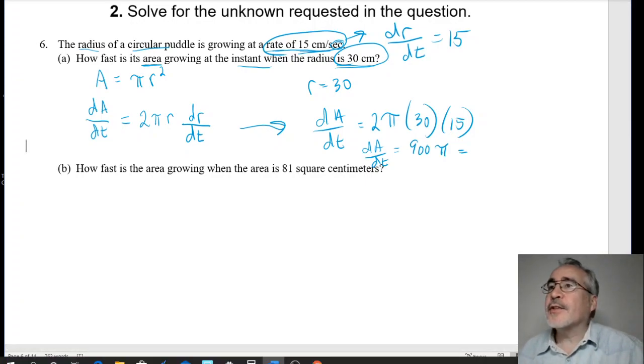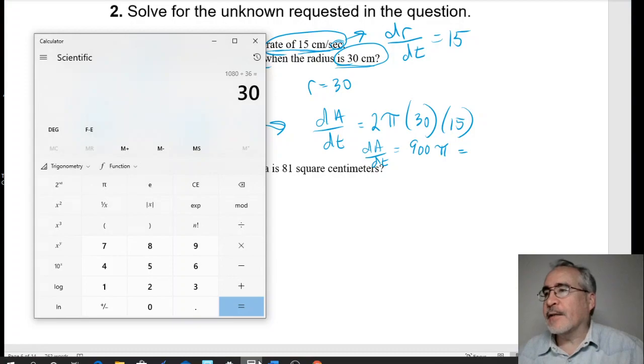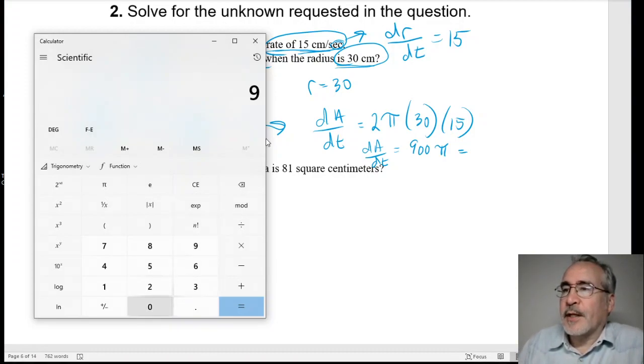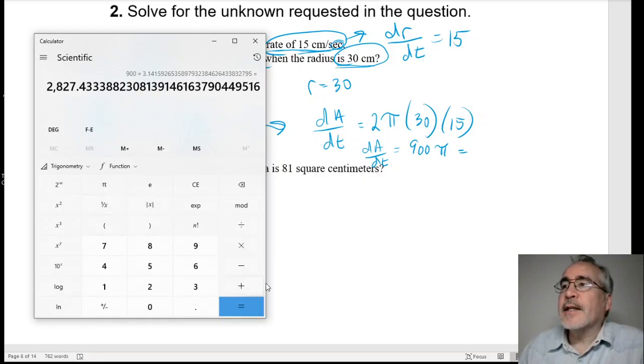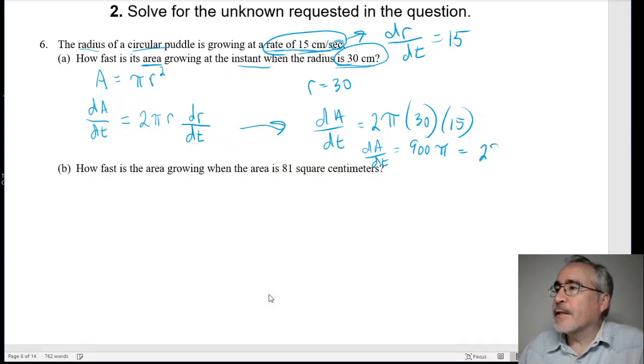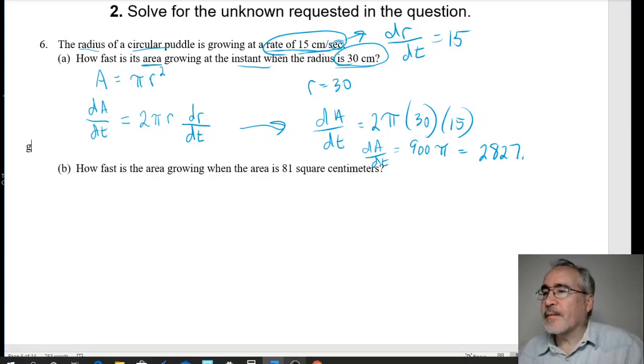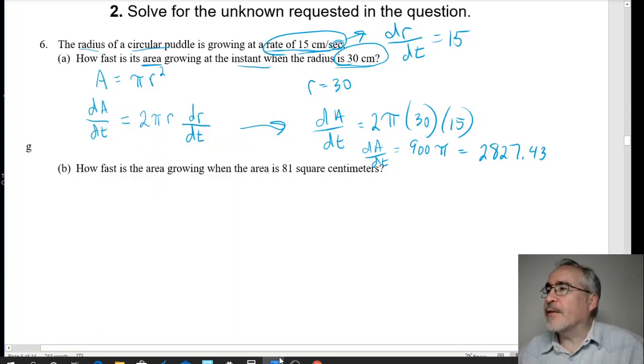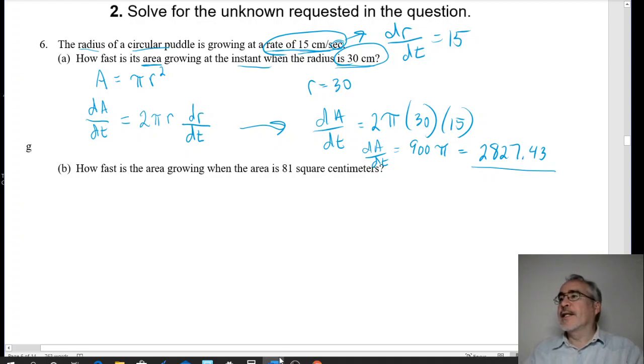I'm not sure whether they want that as a decimal or not. Sometimes if they want the exact answer, that's what we're left with. Otherwise, it's 900 times pi equals 2,827.43. If they want 2 decimal places, again, they'll just tell us what they want. So this is an approximate answer, and this here is the exact answer.